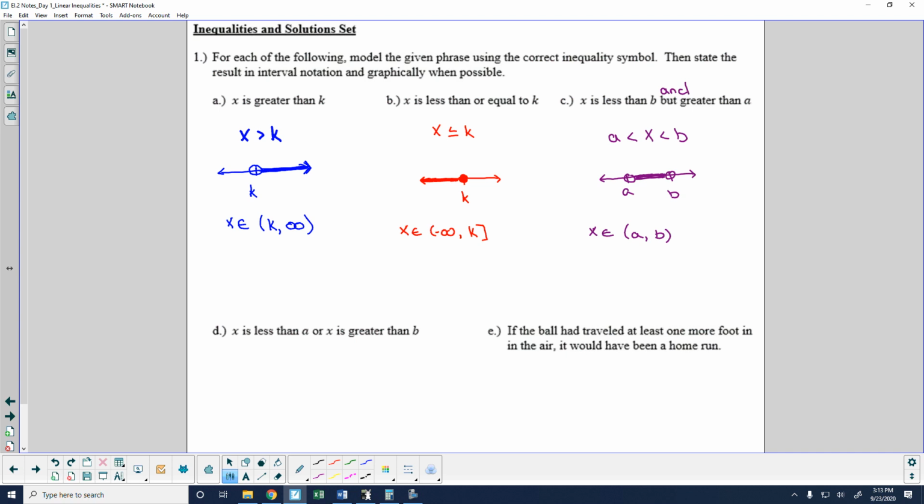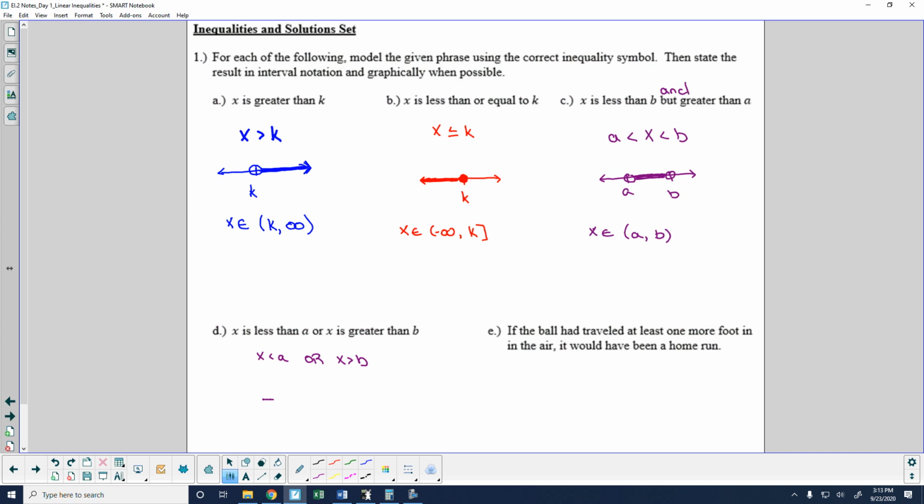The last example we have before we get into a word problem here is D, where it says x is less than a or x is greater than b. This is important, that word or. So in C, I joined these two because it was a but or an and. I could put these two inequalities together. In D, because it's an or, we're going to keep the inequalities separate. So x is less than a or x is greater than b.